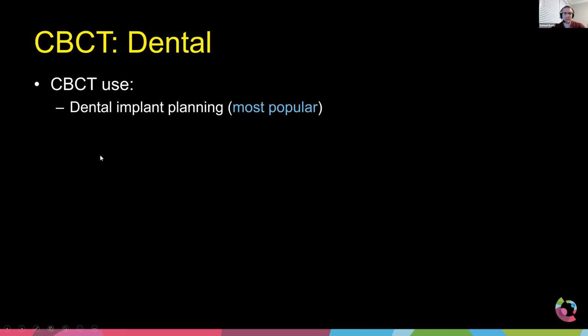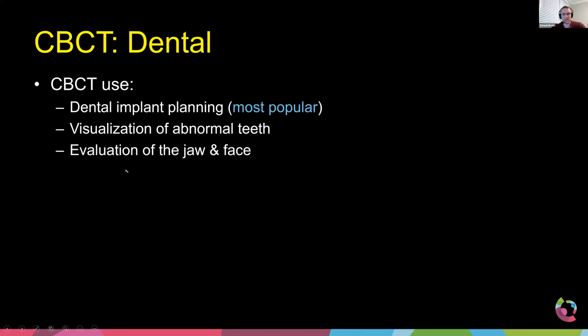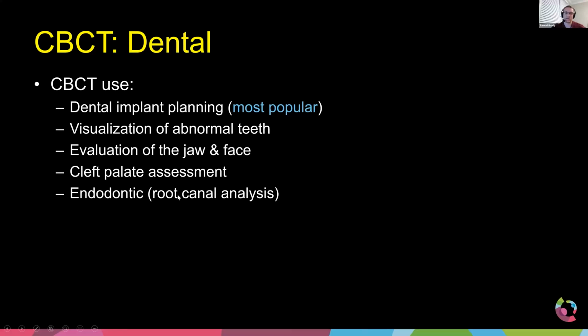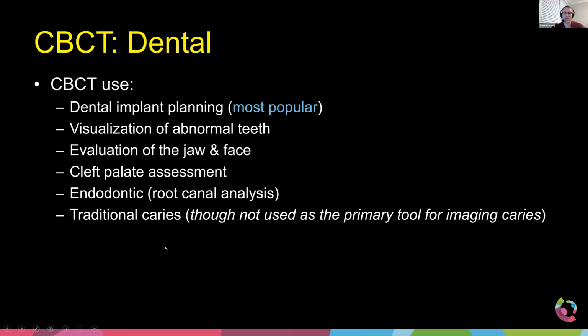In the past, it didn't really require it, but they've moved now such that they strongly recommend CBCT for all dental implant planning. Of course, you can use it for a lot of other reasons, such as visualization of abnormal teeth, the evaluation of the jaw and the face, and cleft palate assessment. You could do it if you're planning for a root canal. And then obviously the typical things you would see on a normal intraoral image will appear in this. You'll be able to see caries and other things. But obviously the geometry is different, and we'll talk a little bit about that in a moment.